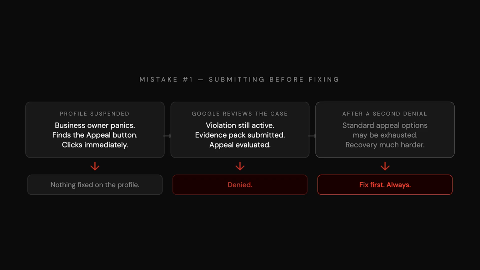And before you submit anything, audit your profile. Check your business name, your address type, your NAP consistency across your website and directories. So your name, address, and phone number on your Google business profile, on your website, and everywhere on the internet. Fix every active issue. Then and only then open the Google appeal form.